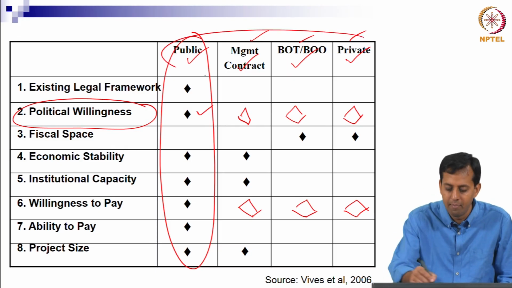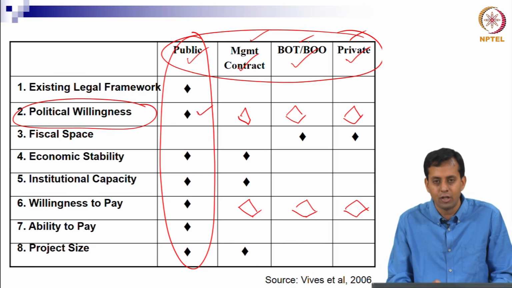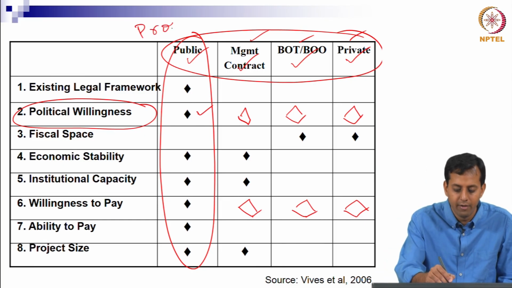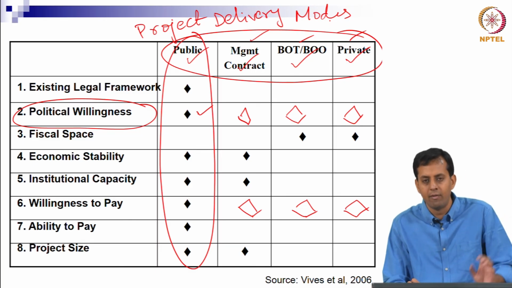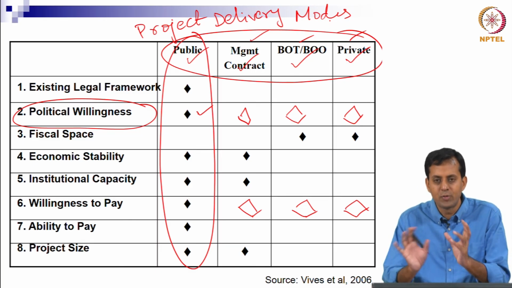So these column titles on the top are what we call project delivery modes, right. You can deliver the project in any of these ways. You can deliver it through public procurement, you can deliver it through BOT, you can deliver it through management contracts. These are all options for you to deliver, right. Which is the best option for your project? Take your project, let's go through these variables one by one, 1 through 8, and then decide which is the most optimal option for us, right.